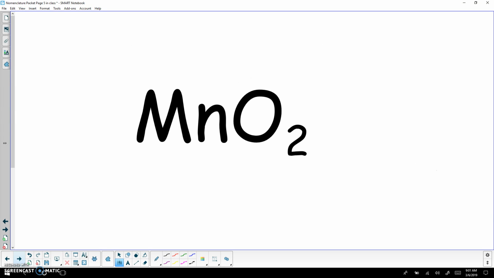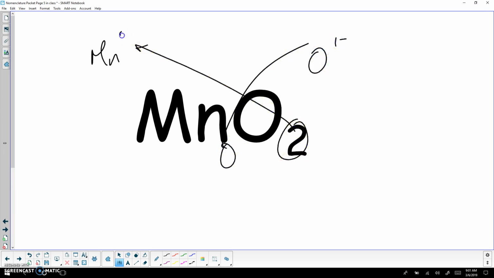Okay, manganese is a transition metal, so we need to unzip this guy. There's a 1 that goes up here to the oxygen. This 2 goes up to the manganese. You'll notice that oxygen is not 1, it's 2, so if you double 1, you must double them both. This should be manganese, Roman numeral 4, oxide.